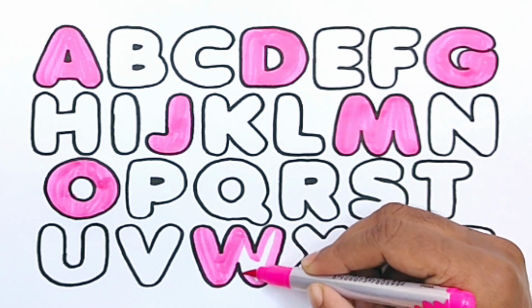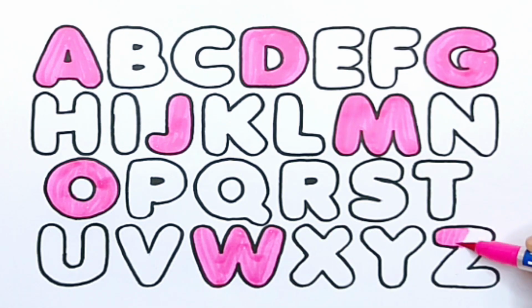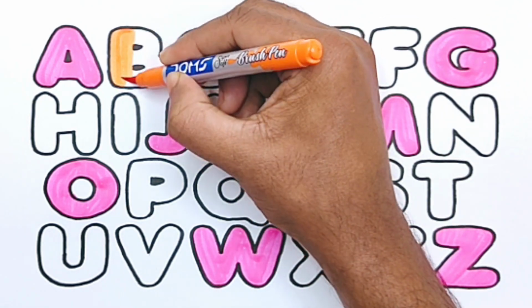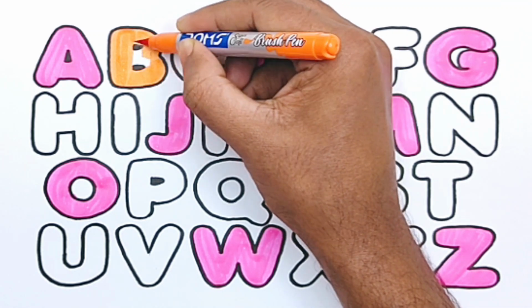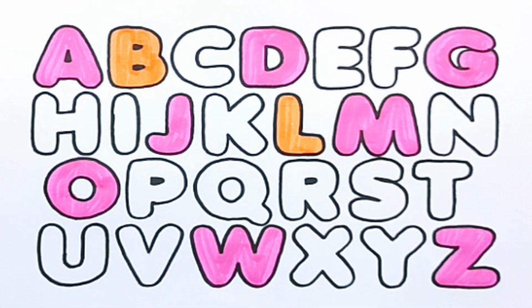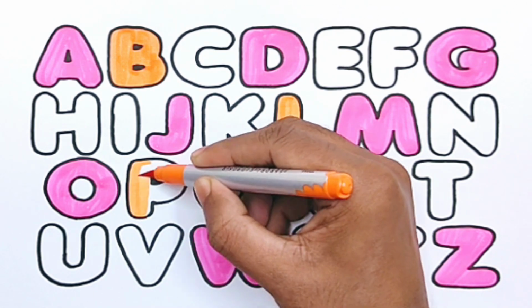W for watch. Z. Z for zebra crossing. Orange color. B. B for ball. L. L for lemon. P.